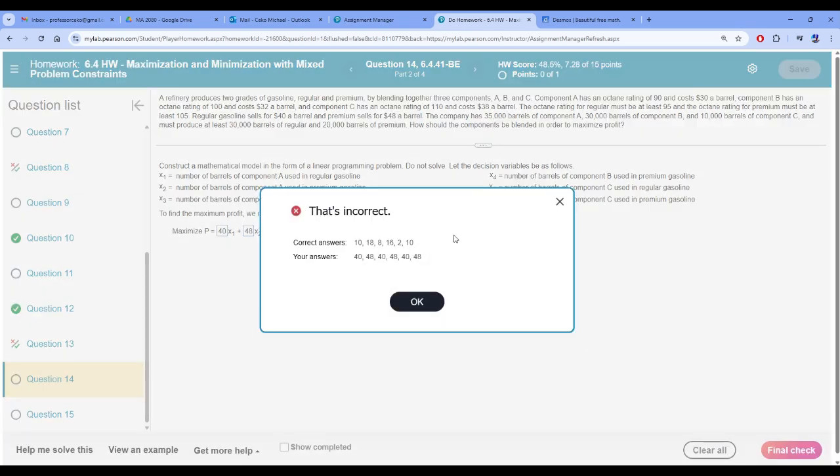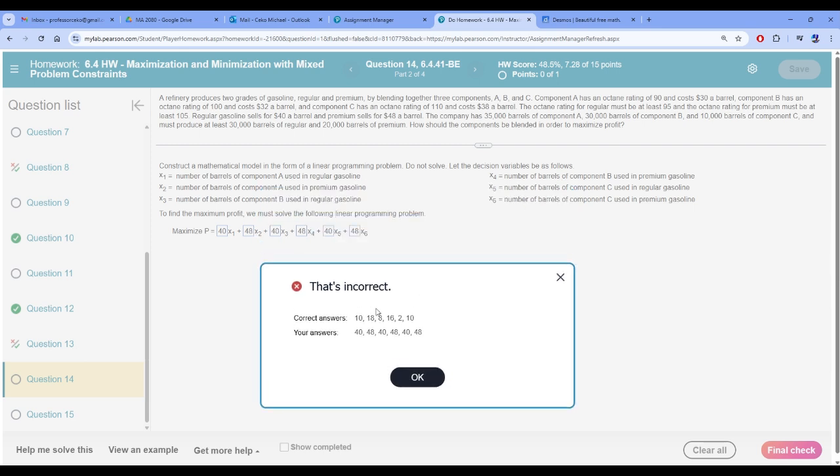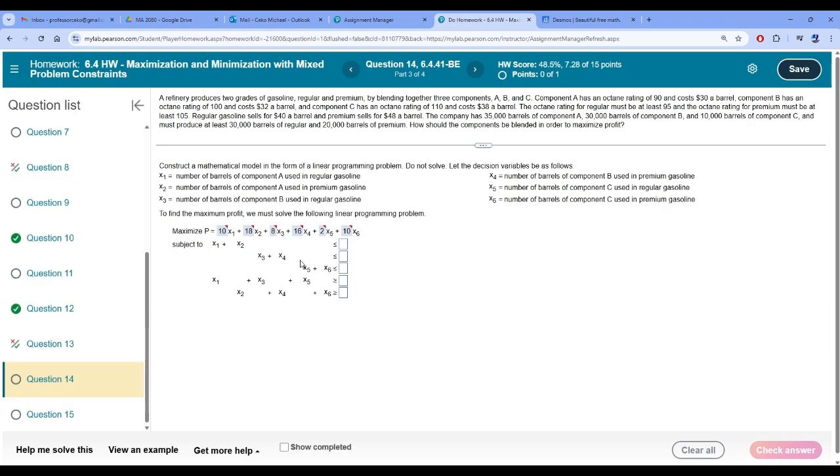Final check. 10. Oh, because it costs 30, so I'm making a profit of that. It costs 32, I'm making a profit of that, and then it costs 38, so I'm making a profit of that. I got that. Okay.